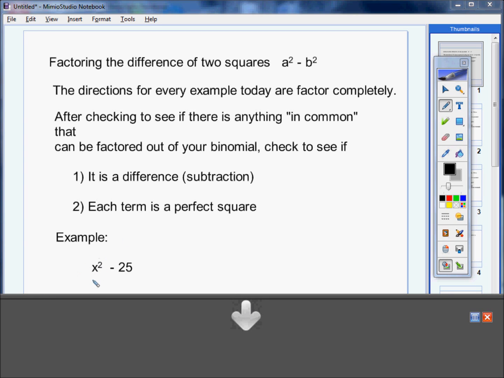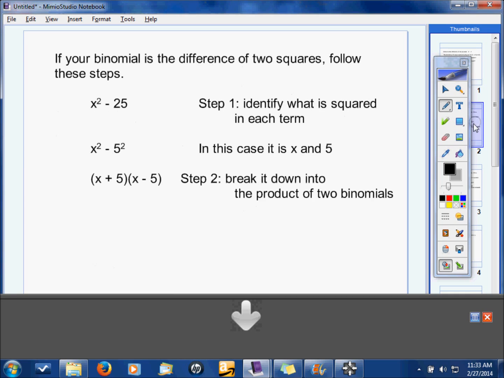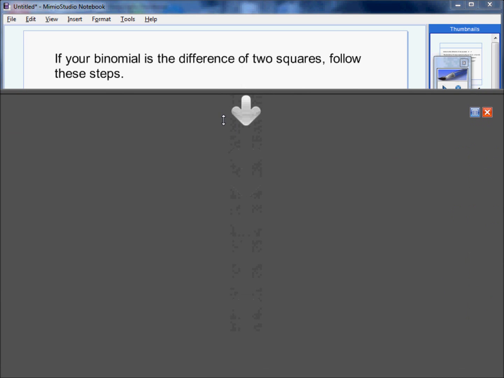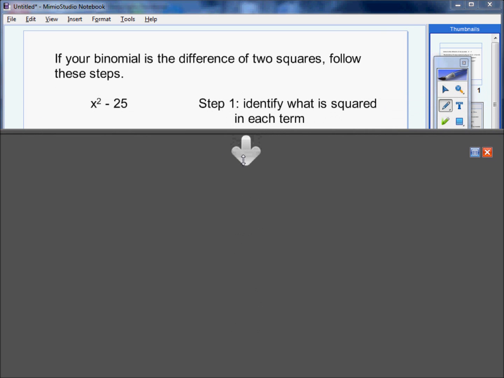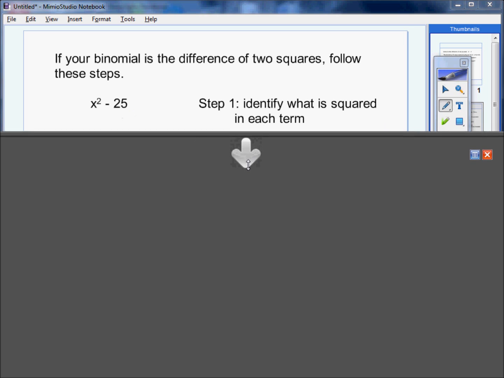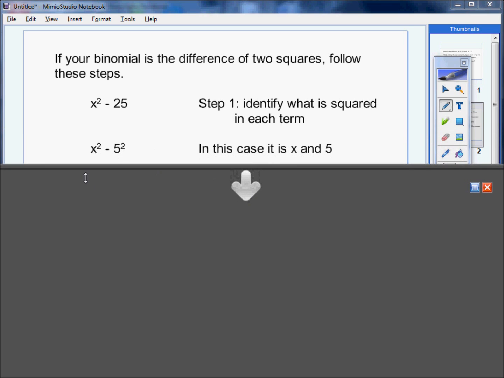x squared is x times x. 25 is 5 times 5. So we know that we have something in that category. Once you know it's in the category, we're going to follow these simple steps. Step 1: you identify what is squared in each term. So for this term right here, what is actually squared? The x. What here is squared? 5. So we write it out like this: x is squared and 5 is squared.